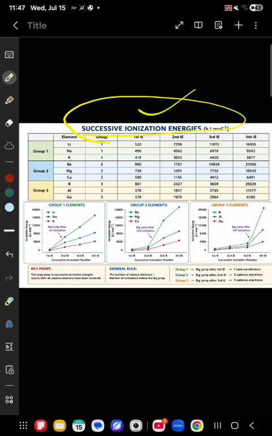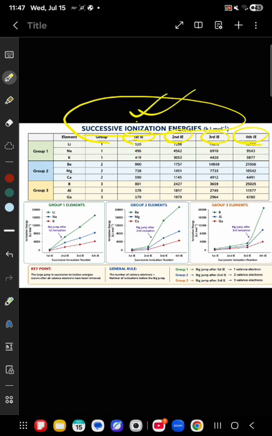For example, when you are removing the first electron, this is the first ionization energy, second ionization energy, third ionization energy, fourth ionization energy, fifth ionization energy. This is called the successive ionization energy. When you are removing the first electron from any atom, the energy required to remove the first electron from the valence shell is called the first ionization energy.